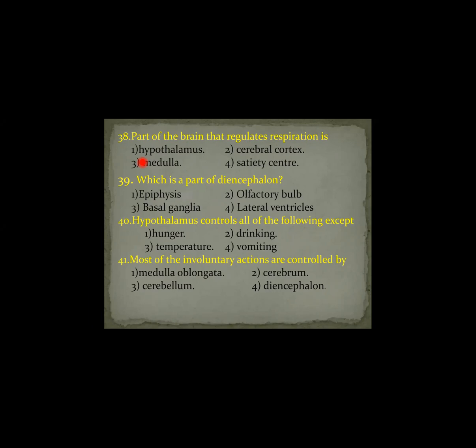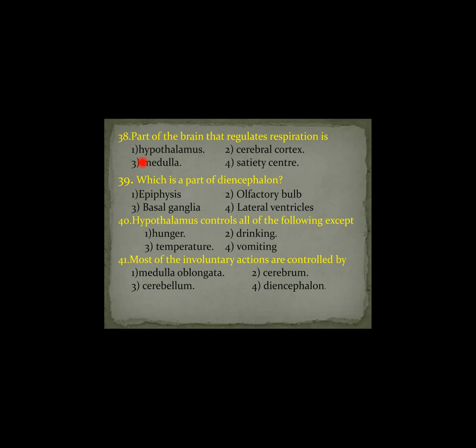Next, which is a part of diencephalon? Here, what is diencephalon? The forebrain consists of three parts: olfactory lobes, cerebrum, and diencephalon. Diencephalon is further divided into three parts: epithalamus, thalamus, hypothalamus.